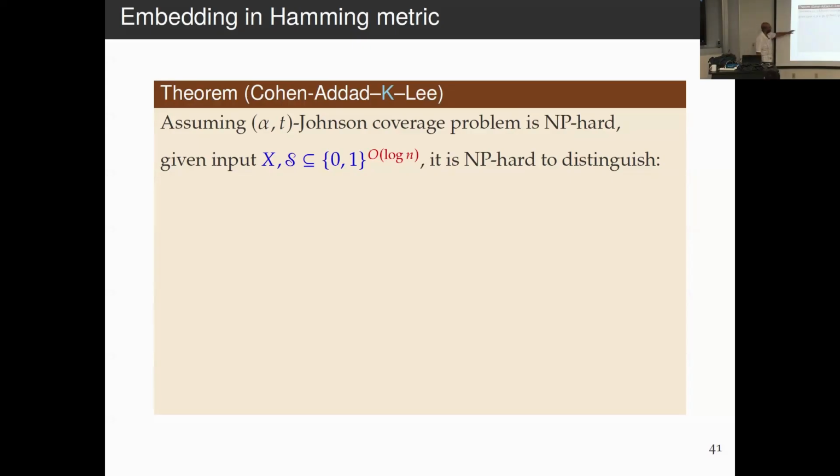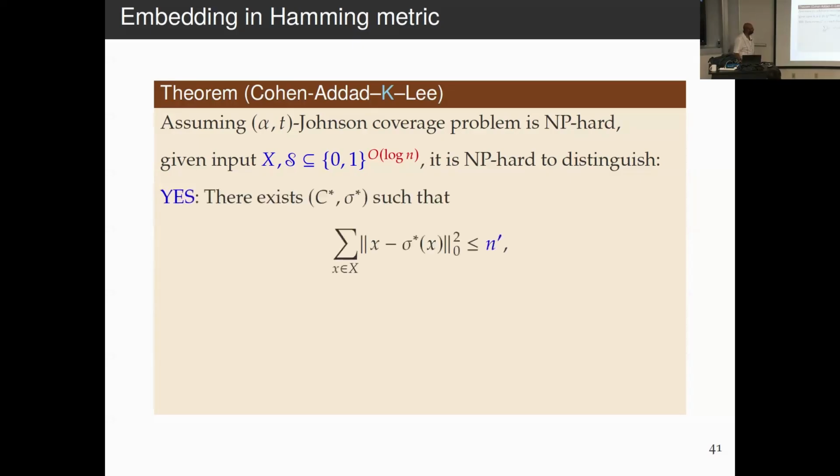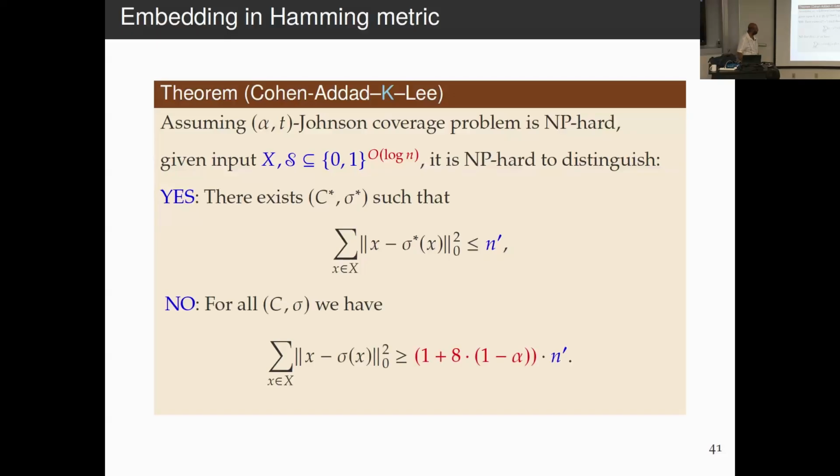So you have the alpha T Johnson coverage. So you're on the T sets layer, and in the no case, you cover almost alpha fraction. And you're given as input, so we can prove this thing. We can construct points in {0,1} in the Hamming metric, such that in the yes case, the cost is some n prime, and in the no case, the sum of distance squared, the cost is 1 plus 8 times 1 minus alpha, right? So if alpha was like 1 minus 1 over e, that gives you the 1 plus 8 over e. Okay, and we're in the Hamming metric, so it's 0, 1 entries in Hamming.